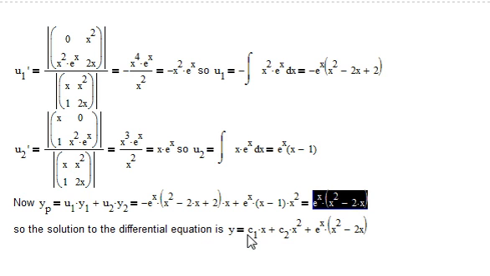So the solution to the differential equation is c1x plus c2x squared plus e to the x times quantity x squared minus 2x. I think I've got it. Good.